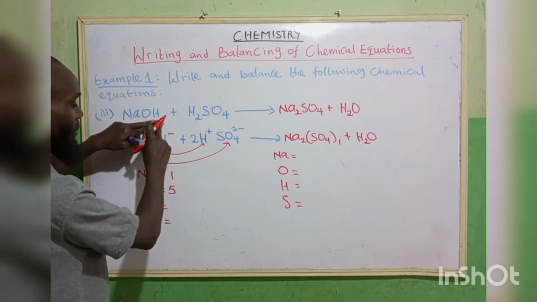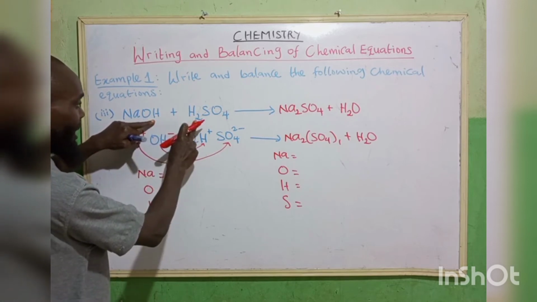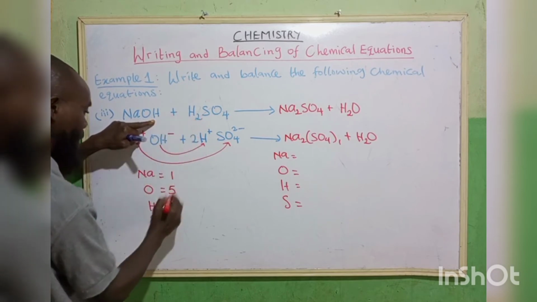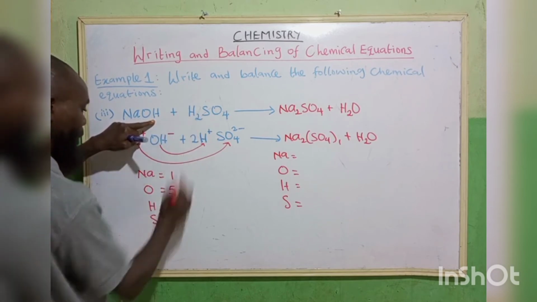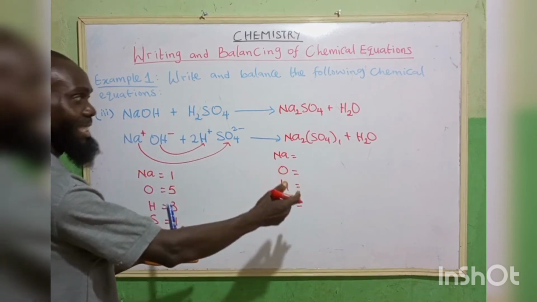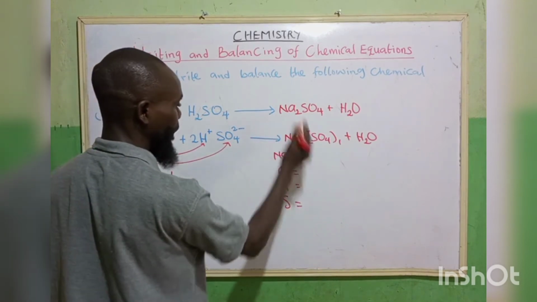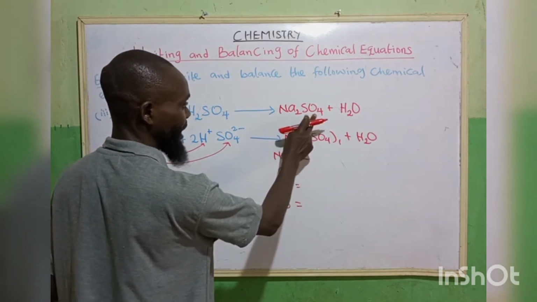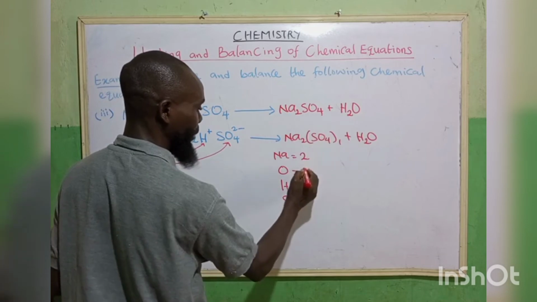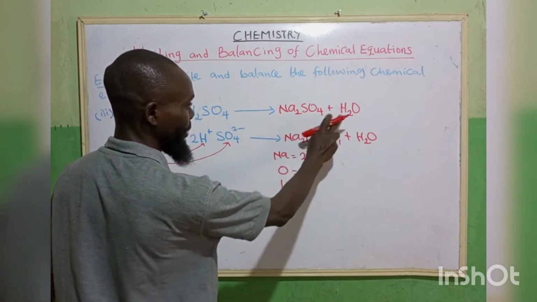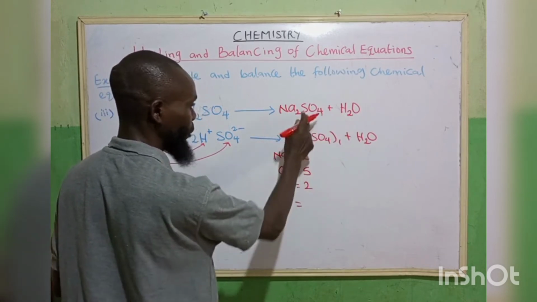How many hydrogen do we have here? We have 1 hydrogen. How many here? We have 2. 2 plus 1, we have 3. How many sulfur? We have 1 sulfur. Move to the right hand side. How many sodium? We have 2 sodium. Oxygen here we have 4, plus this one making 5. Hydrogen here we have 2. Then sulfur we have 1.